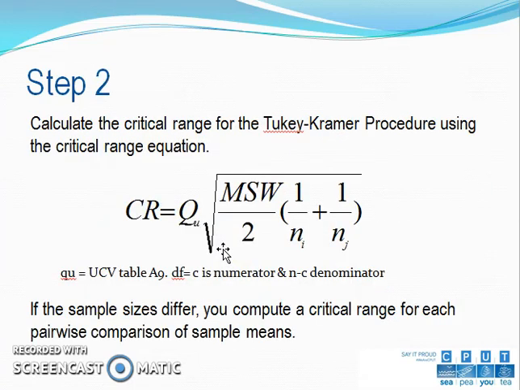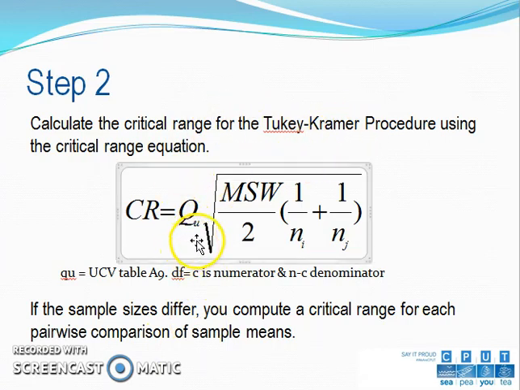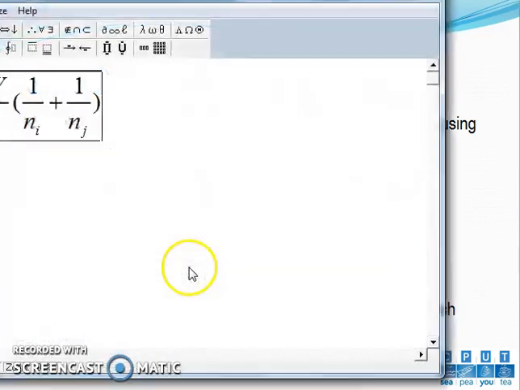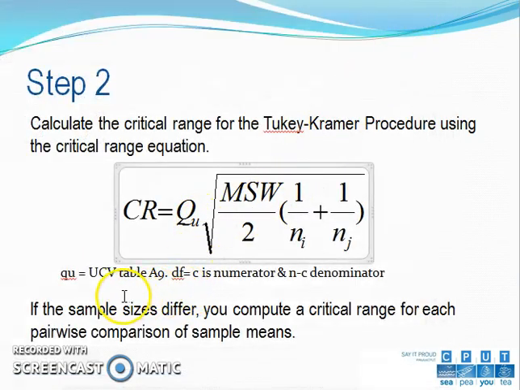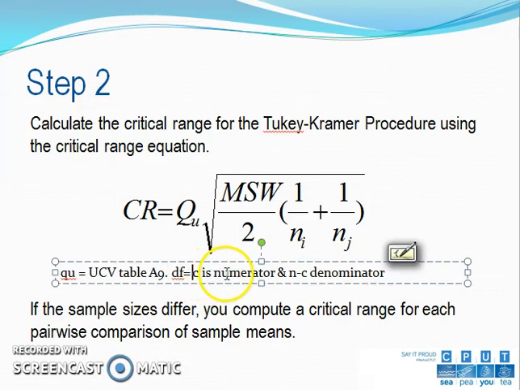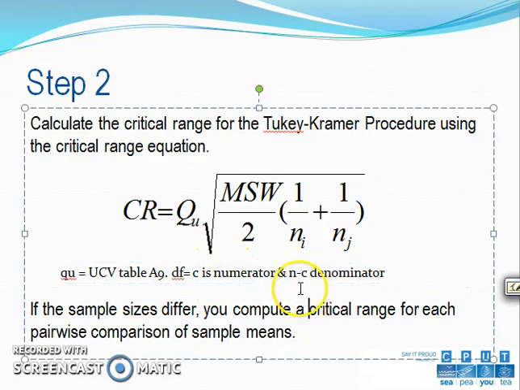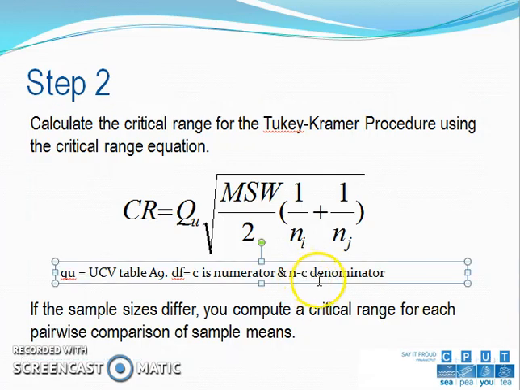Step number 2 is to calculate a critical range for the Tukey-Kramer procedure using this equation. In this equation, everything here is familiar to us. The only thing that's not familiar is that constant value there, which we obtain from a table. That's the Q value. The way that we read the Q table is the degrees of freedom in my numerator that I use is C, which is my number of groups, and in my denominator is N minus C, which is the total number of observations minus the number of groups.